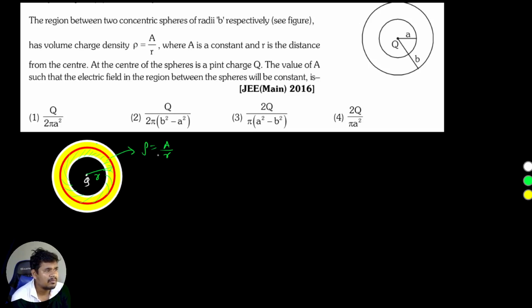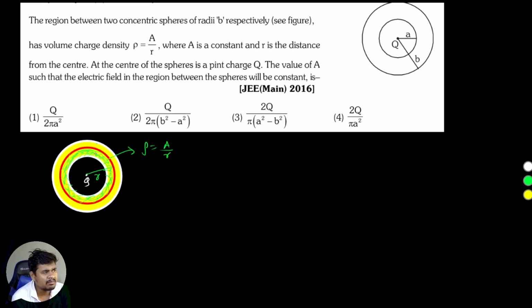So we can write rho equals a by r, and at the end I will give you one trick which will help you solve the question in 1 minute also. So rho is a by r. If I write the electric field at this position, I need to know how much charge it is enclosing. The total charge it encloses is the charge q at the center, plus the charge in this shaded region. But we cannot directly use the formula rho times the volume of this shaded portion, because rho is not constant, rho is variable.